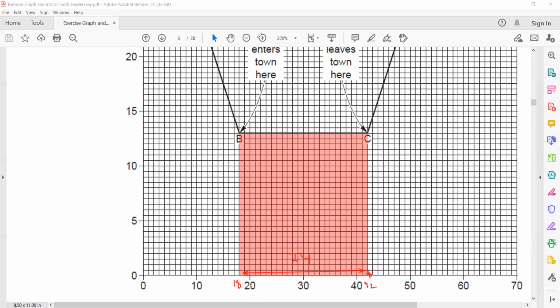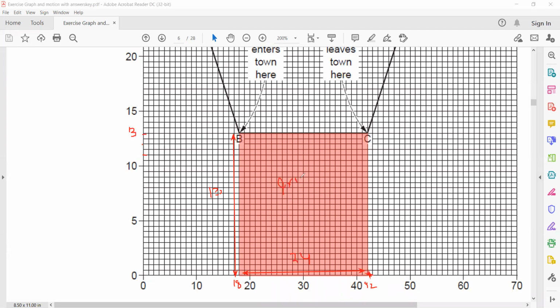What about the height? The vertical distance. So on the x-axis and y-axis, each two boxes represent 1. So this will be 11, 12, and I guess this is 13. So this side is 13. So it's a rectangle. So what is the area of the rectangle?